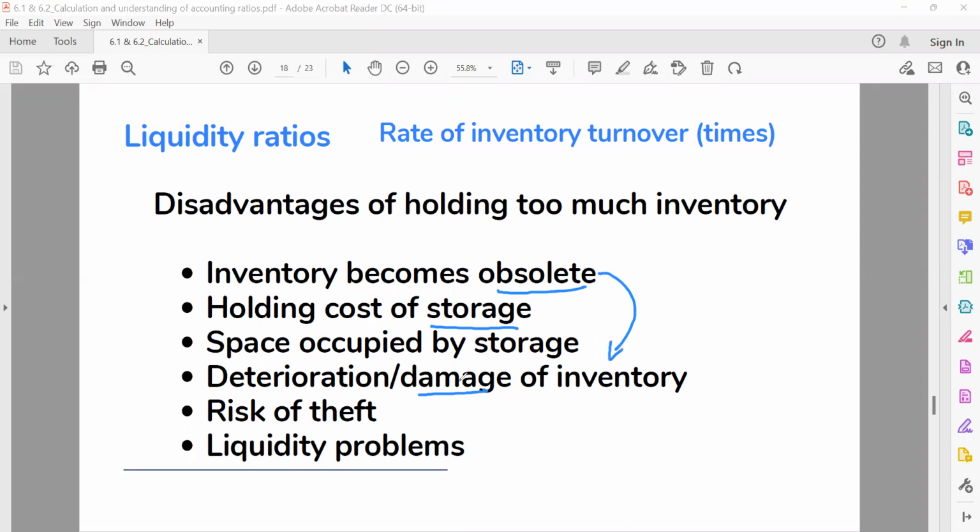Once it's obsolete or damaged, you cannot sell. Risk of theft, that means your internal staff or outsiders may come and steal your inventory. Liquidity problem, that means you lack cash. Short of cash, that means you don't have the money to pay off your other expenses.